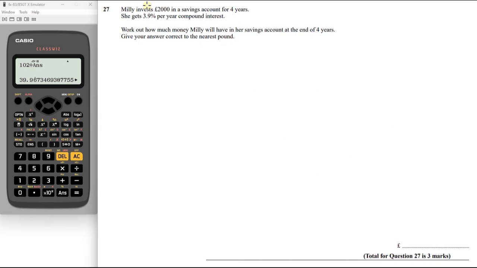Question 27. Millie invests £2,000 in a savings account for 4 years. She gets 3.9% per year compound interest. Work out how much money Millie will have in her savings account at the end of 4 years. Give your answer correct to the nearest pound. Okay, so we know the initial investment is £2,000, and we're going to multiply that by the percentage increase. A 3.9% increase, if we write that as a decimal multiplier, will be 1.039.